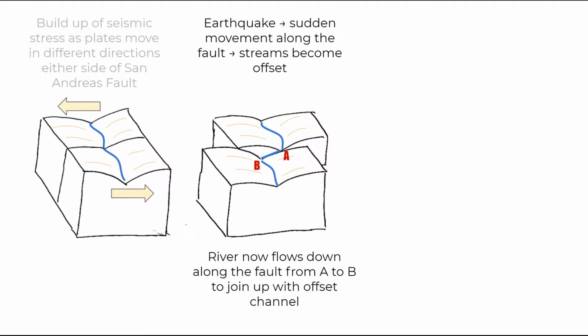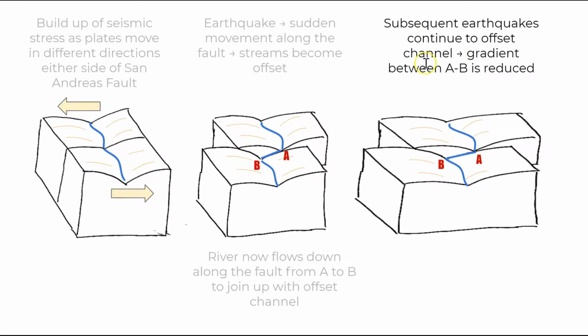However, over time, as you get a series of other earthquakes here, the offset is increased even further. The distance between A and B increases even further. Now, as you increase the distance without changing the height, what are you going to do to the gradient? You increase the distance without changing the drop in height. You're going to reduce the gradient. The gradient is getting lower and lower and lower. Now I wonder, can you figure out what happens next?